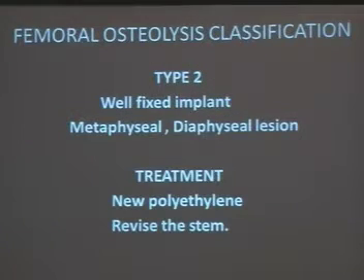Type 2 is a well-fixed implant with a metaphyseal lesion as well as a diaphyseal lesion. Diaphyseal lesions are not good because the chances of periprosthetic fracture during grafting are very high. So you will have to revise these stems. They don't do well. The lesions which extend down will not do well.